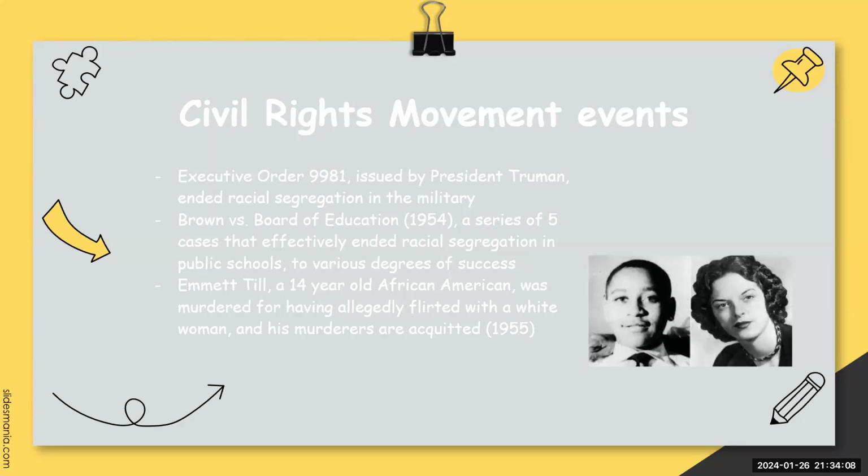And then Emmett Till, he was a 14-year-old African American, and he was murdered for having allegedly flirted with a white woman. And his murderers were acquitted, which brought a lot of news to the injustices that Black Americans face.